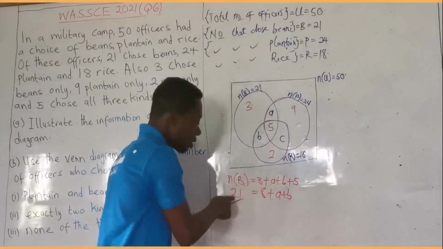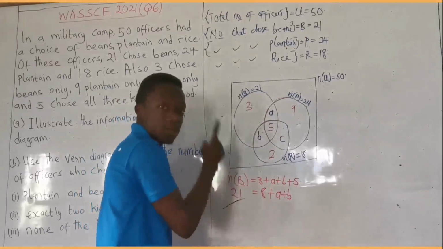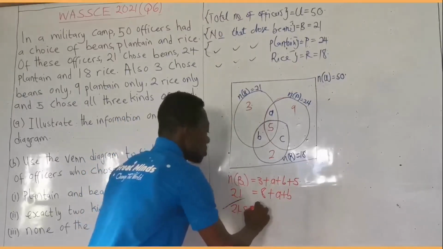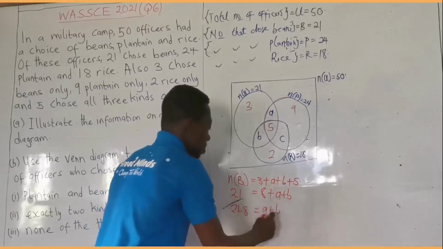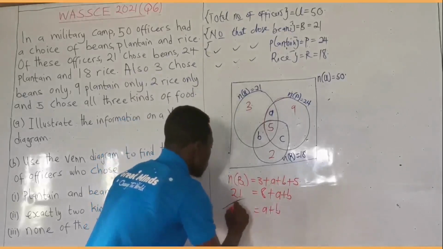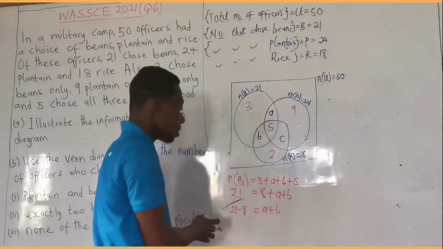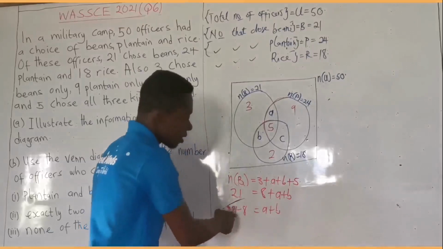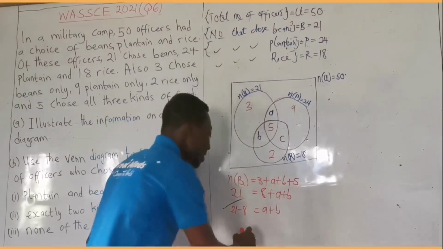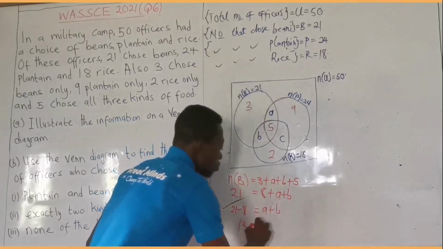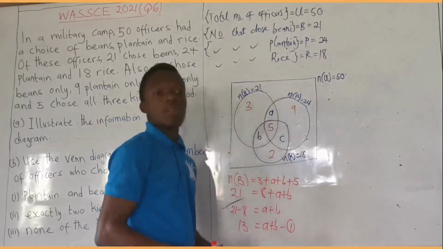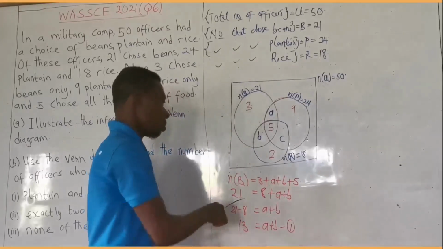So here we know this is 21. When it joins the 21, it becomes 21 minus 8, and it's equal to A plus B. So after getting this, 21 minus 8 is going to give me 13. With the calculator, let's see. So I'm going to have this be equation 1 in this case: A plus B equals 13.